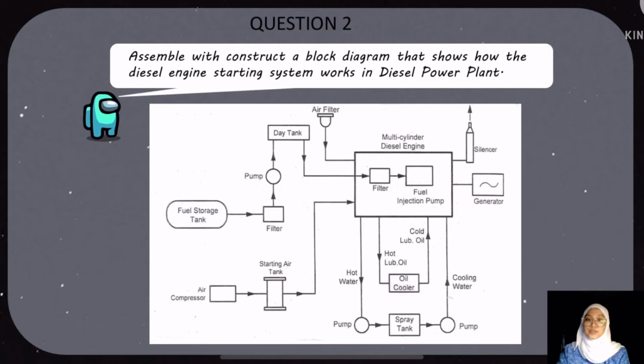This is question 2. The question is, assemble with construct a block diagram that shows how the diesel engine starting system works in a diesel power plant. So, this is the schematic diagram of a diesel power plant. The figure shows the diesel power plant.